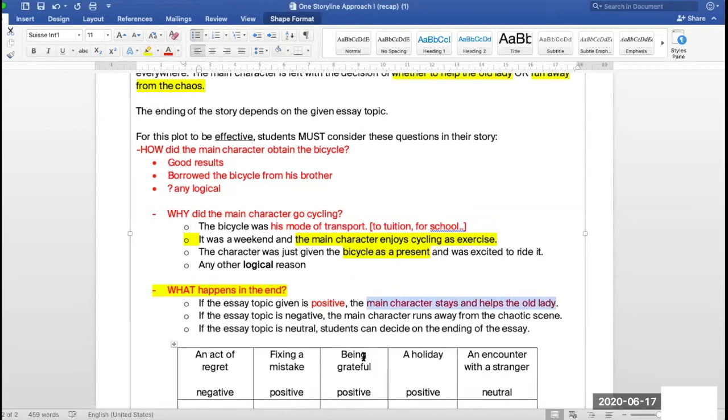If the essay topic is negative, then what you would say is that the main character would run away from the chaotic scene, because he doesn't want to be there anymore. And if, let's say, the essay topic is neutral, then you can decide for yourself how you would like the story to end. So all of this is up to you, but what's important is that you have to identify whether the topic is actually positive, negative, or neutral, to write it accordingly.